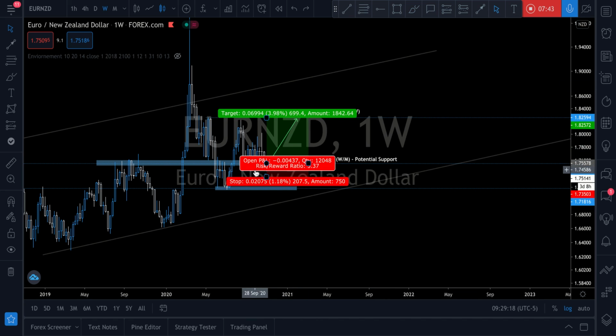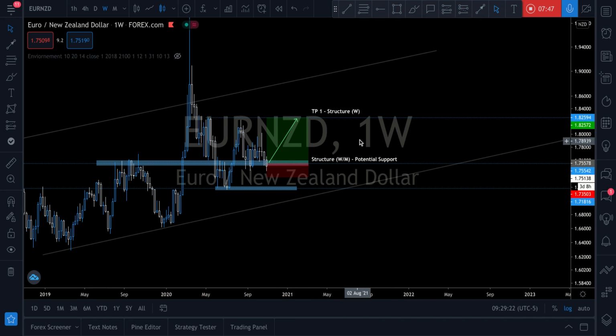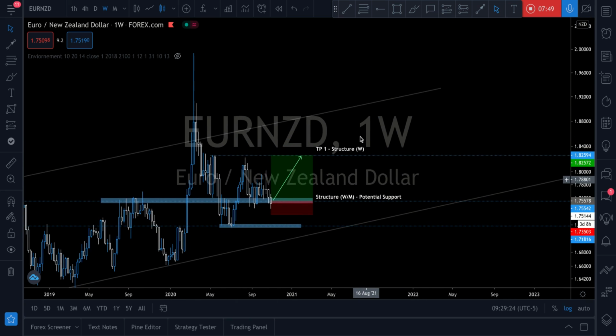So this is Euro NZ. Did I say AUD NZ? Sorry if I did. This is Euro NZ. Like I said, we've already done 500 pips this week with 5,000 collective pips last month.